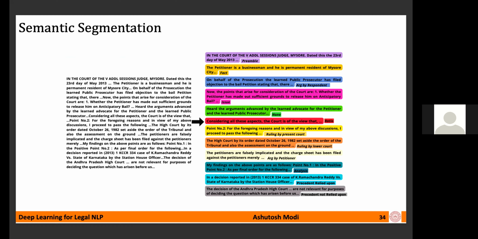The labels that we assign to each of these chunks are called rhetorical roles. So we divide the document into chunks and assign a label to each chunk, and this task is called rhetorical role prediction. Given a document, divide it into chunks and label each chunk with some predefined labels, which are called rhetorical roles.